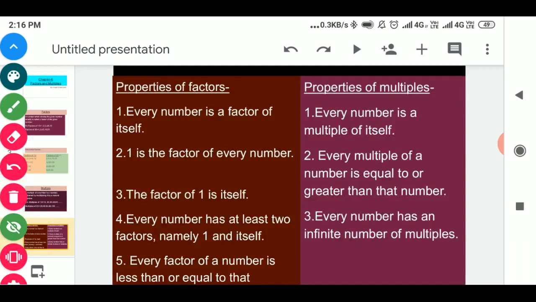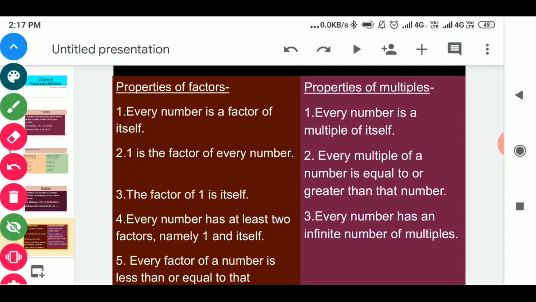Second property is 1 is a factor of every number. So you know that 1 can divide every number. So 1 will be a factor of every number. The factor of 1 is itself. If we talk about the factor of 1, 1 will be the factor of itself only, because 1 can divide 1, 1 times. So 1 will be the factor of itself.